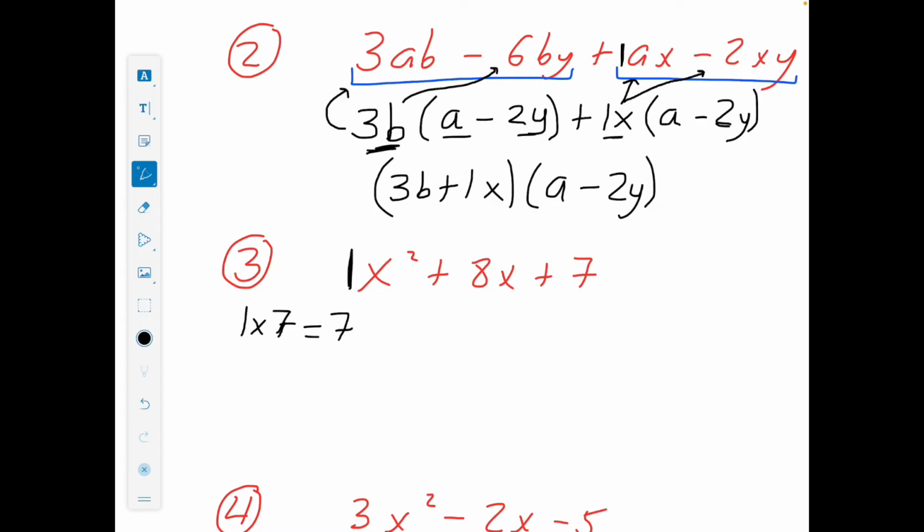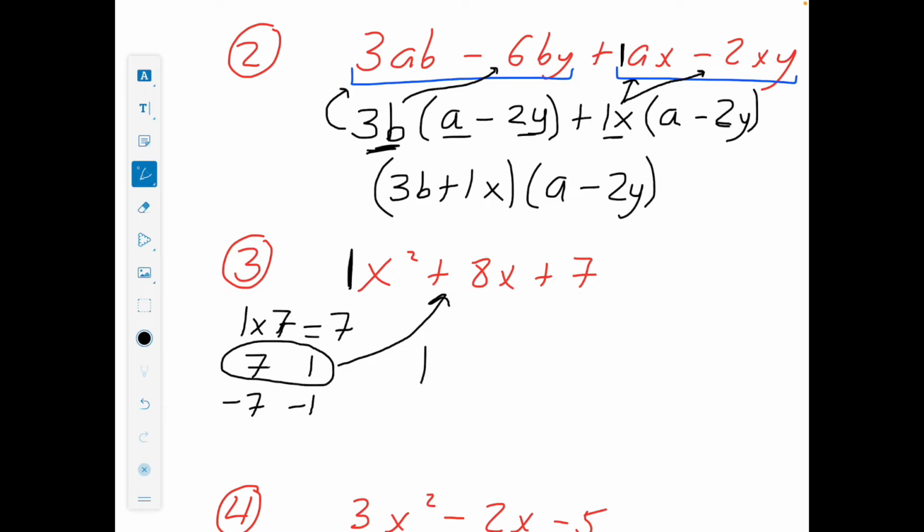is equal to 7. Okay, now I'm going to write down the factors of 7. So what numbers could I multiply together to give me 7? So I could have 7 and 1, or I could have minus 7 and minus 1. Okay, because 2 minuses together will make a positive. Okay, now I need to pick one of these. Okay, I need to pick the ones that will add to give me 8x. Okay, 7 plus 1 will add to give me 8x.